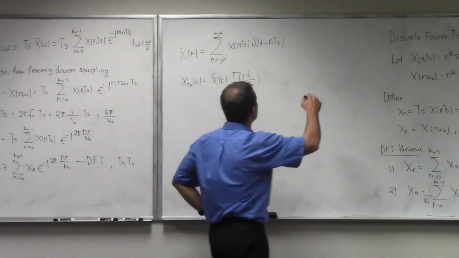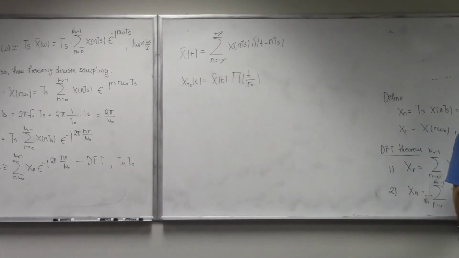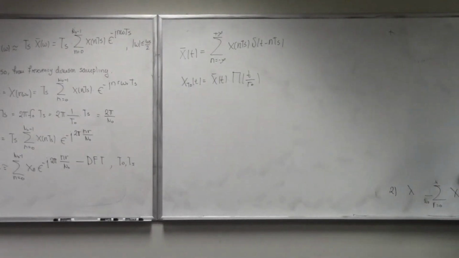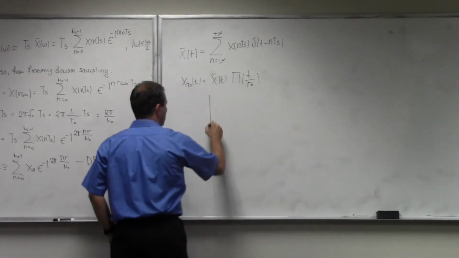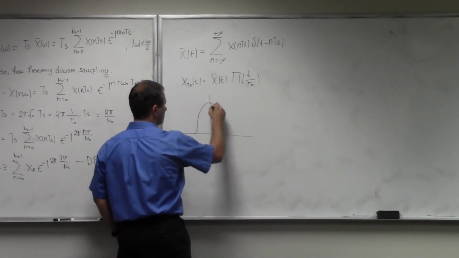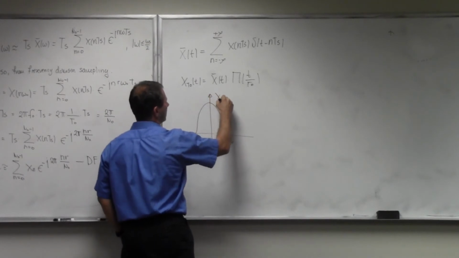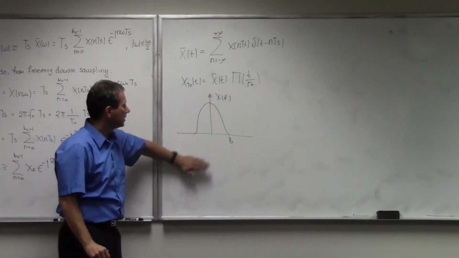So let me draw a couple of pictures here in the frequency domain. Remember where we started. We said our signal starts as being band limited. So this is our signal. It dies at B. So this is X of f. That's our band limited signal.